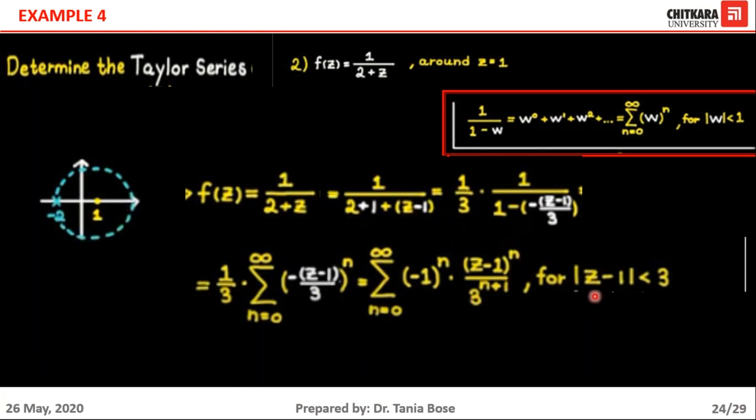And you have to also write the circle of convergence. Where will this Taylor series converge? So from where will you get this condition? Apply here. This was the value of w. So mod w is less than 1. Place the value of w here. It is minus z minus 1 by 3. So modulus of negative term is positive. So you will get mod z minus 1 by 3 is less than 1. And when you cross multiply, you will get mod z minus 1 is less than 3. So from here, we get to know that the center of the power series or the Taylor series is 1, and the radius of convergence is equal to 3, right?